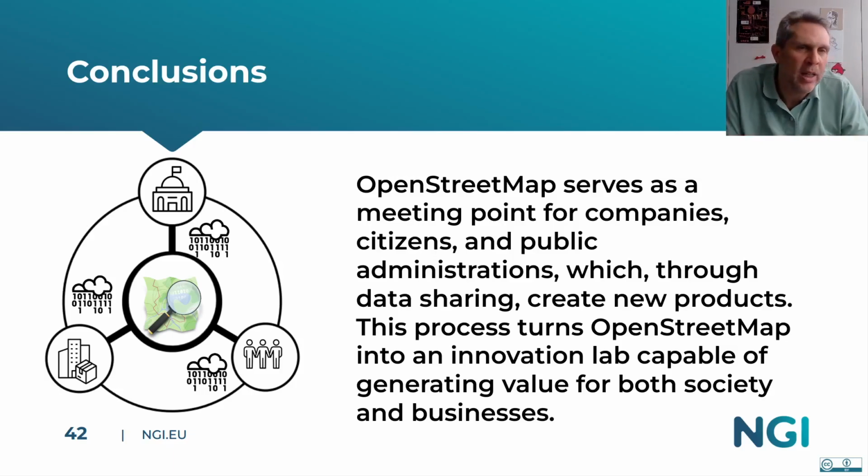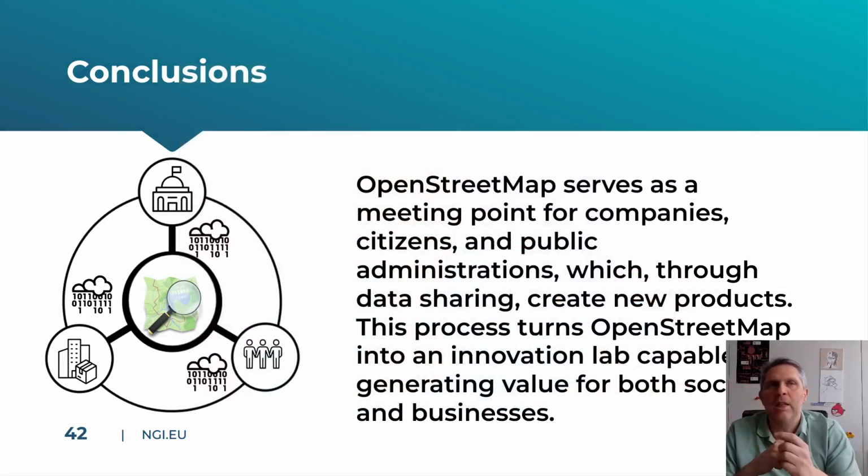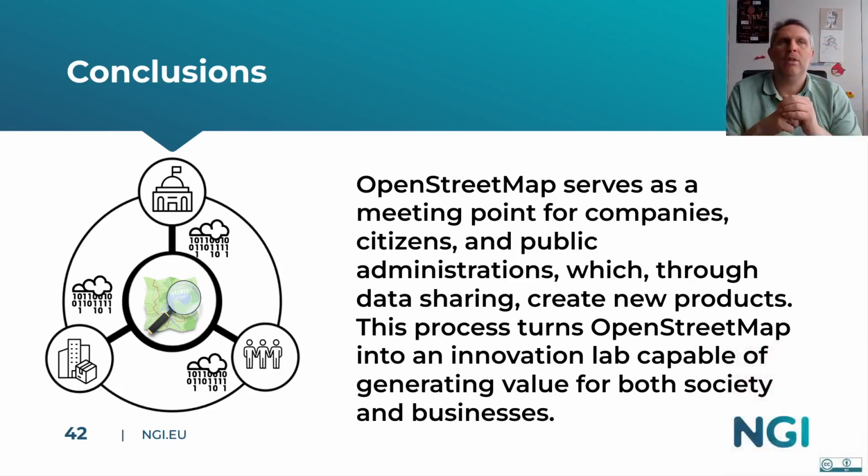So the conclusion is, you can see the power of OpenStreetMap. It's very easy to understand that OpenStreetMap is a commons, a digital commons, very important for society, not only for society. As you can see in this image, it is a place where public administrations, activists, mappers, companies meet together in OpenStreetMap to create a benefit for everybody. So this is my last message. OpenStreetMap is a point where people meet. This process makes OpenStreetMap an innovation lab that can create value for both society and business.